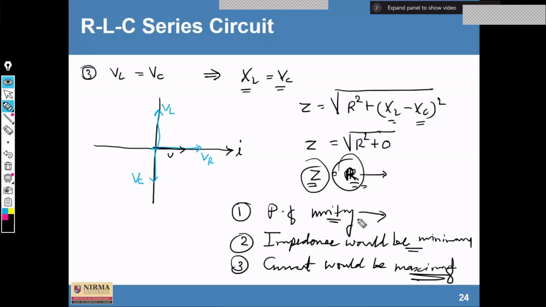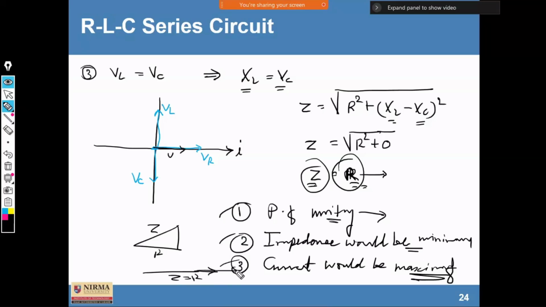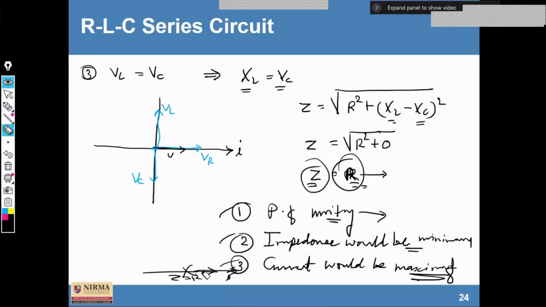So these are the conditions that happen in the third case, and we have the impedance equation Z is equal to R. We cannot draw the triangle here because Z and R are equal. This is one vector and the other vector is current I, and we can represent it like this only. So we cannot represent the impedance triangle in this condition.